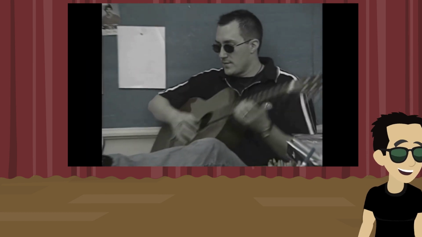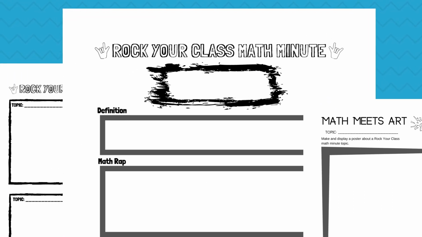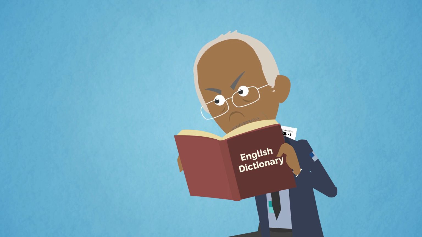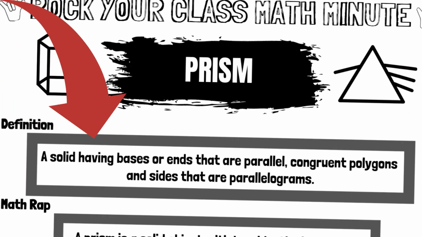Get ready for today's Math Minute topic. PRISM. What does the dictionary say? A solid having bases or ends that are parallel, congruent polygons and sides that are parallelograms.